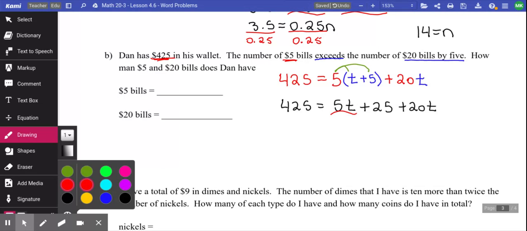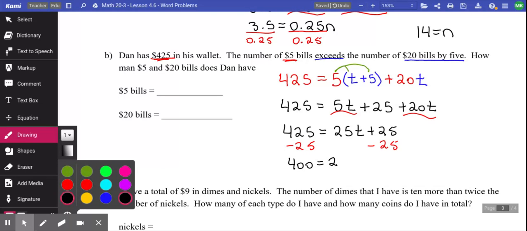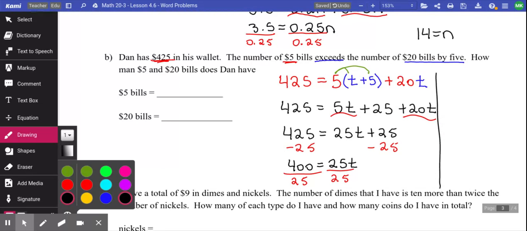We're going to collect our like terms. I have 5T and 20T. That means I have 425 equals 25T plus 25. I'm going to subtract that 25 to the other side. That gives me 400 equals 25T. I'm going to divide both sides by 25. If I do that, I think I get 16. I do. Perfect.